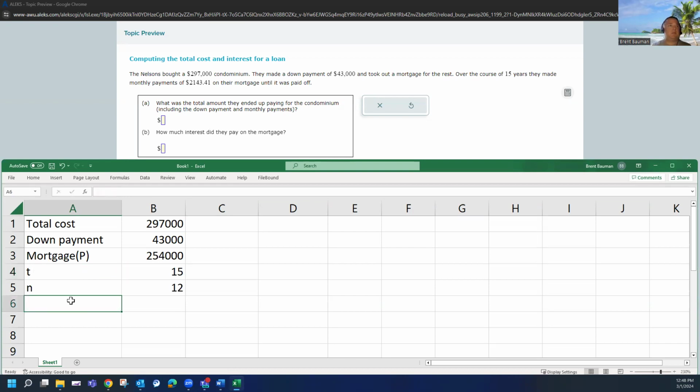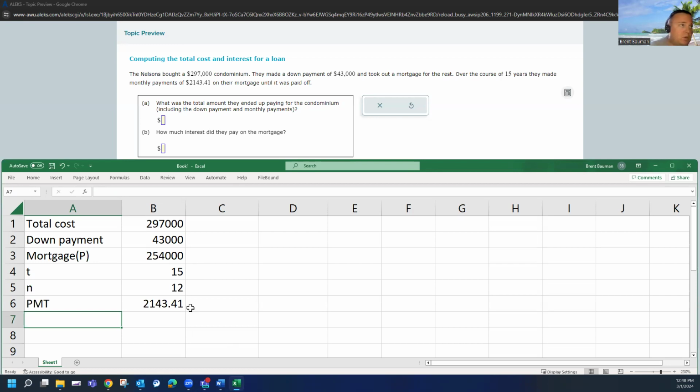And we're given the payment, PMT. It's $2,143.41. Okay. So here what we're dealing with is we have our parts listed, and now let's see what the question is. So it says, what was the total amount they ended up paying for the condominium?